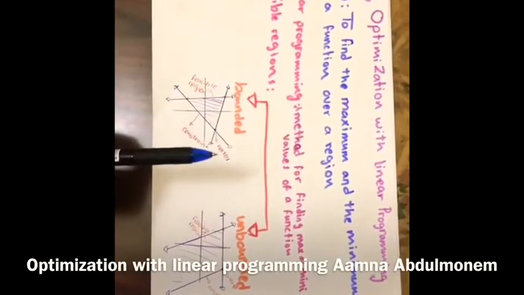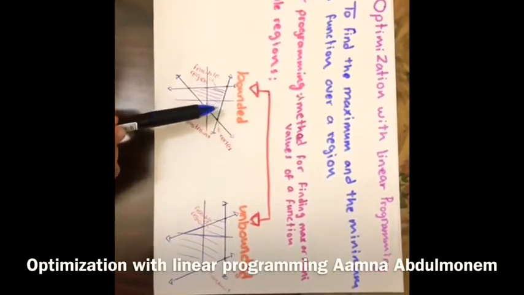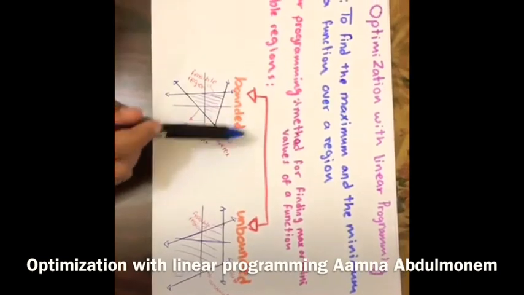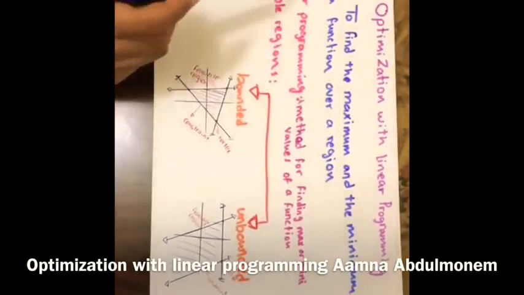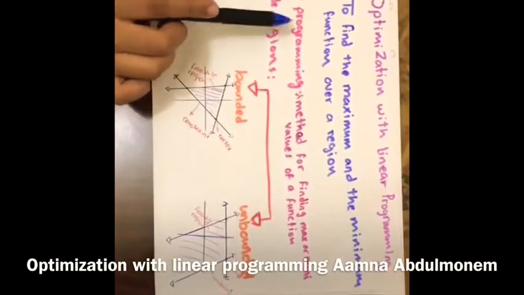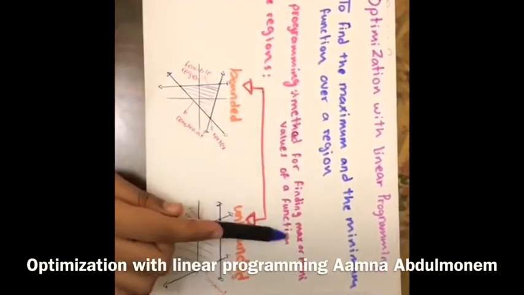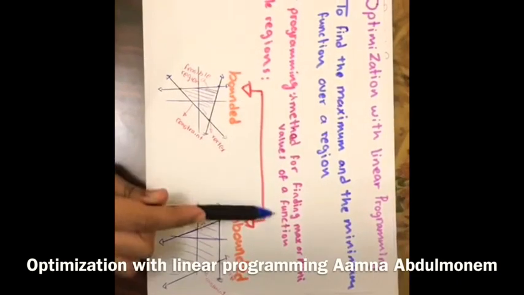Everybody. Today our lesson will be optimization with linear programming. The learning outcome of this lesson is to find the maximum and the minimum of a function over a region. You need to know what linear programming means. It's a method for finding maximum or minimum values of a function.